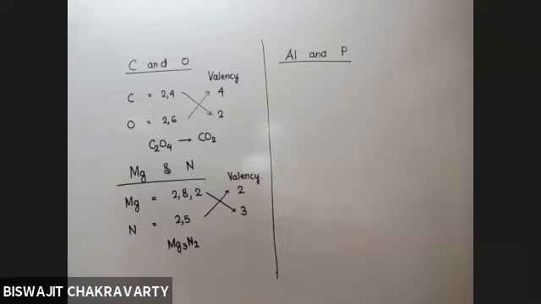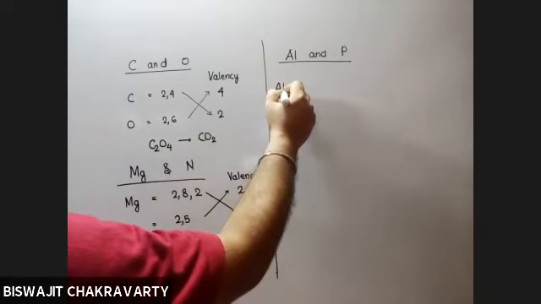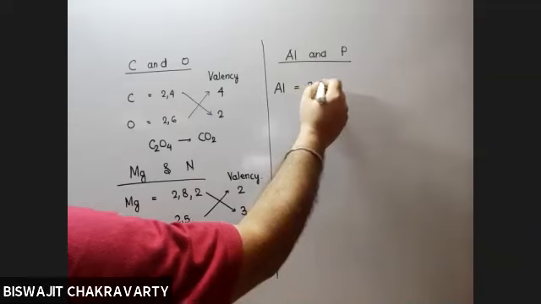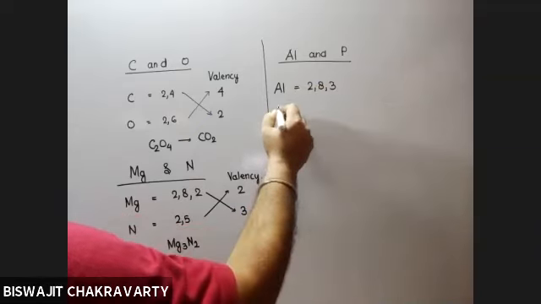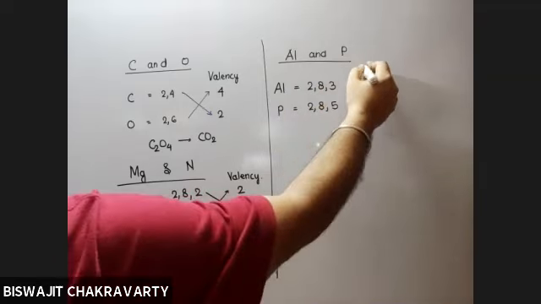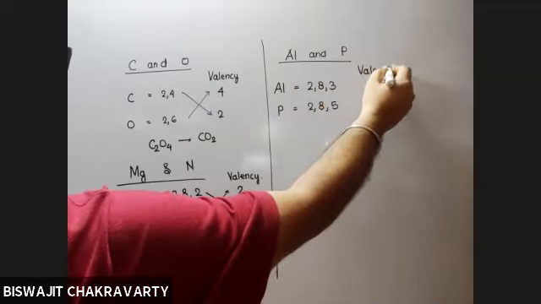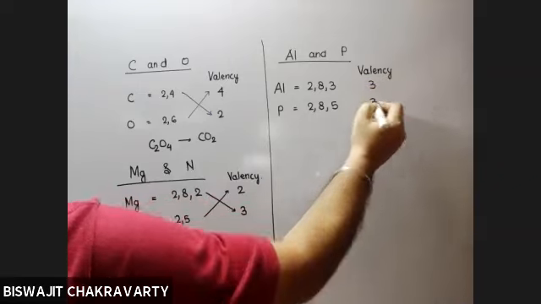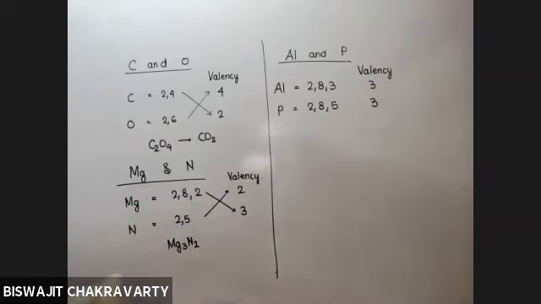Al4P3. Sir, ALP. The valencies of both are 3, isn't it? Yes, sir.